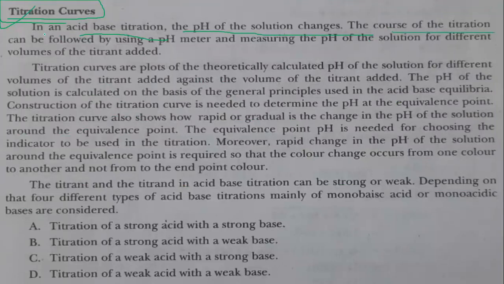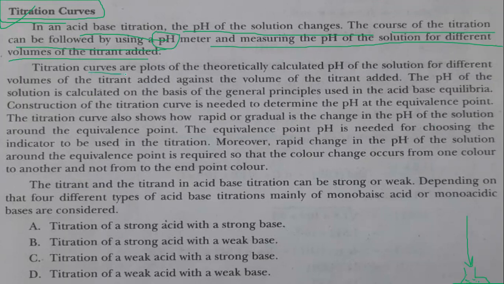The course of titration can be followed by using a pH meter, measuring the pH of the solution for different volumes of titrant added. As you are adding titrant from the burette into the beaker or conical flask, for each addition, if you add 1 ml, every time you have to check the pH of the solution taken in the beaker or conical flask.